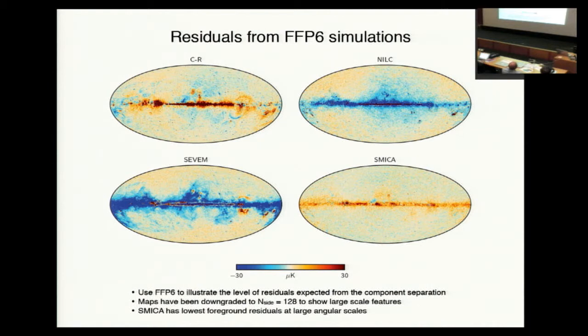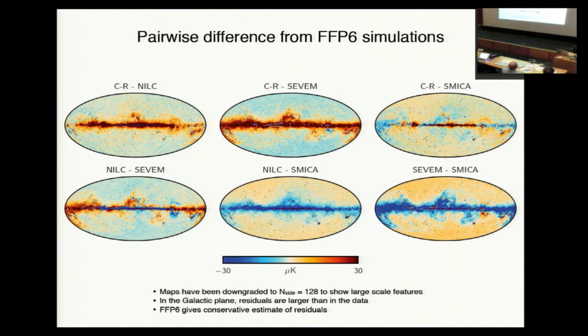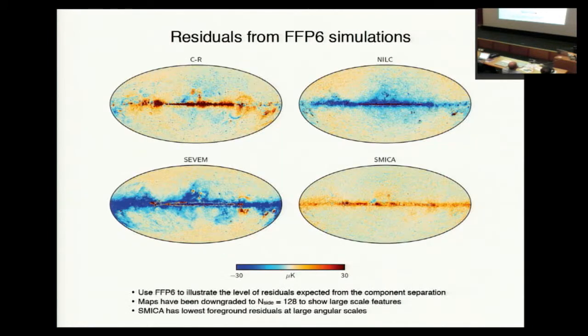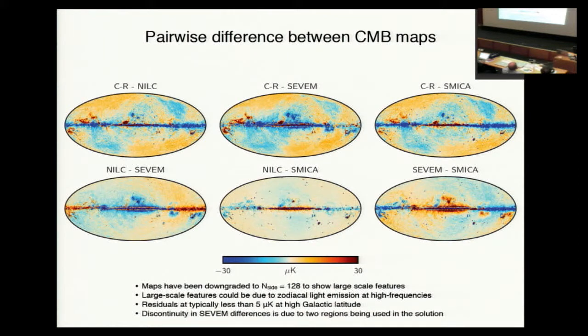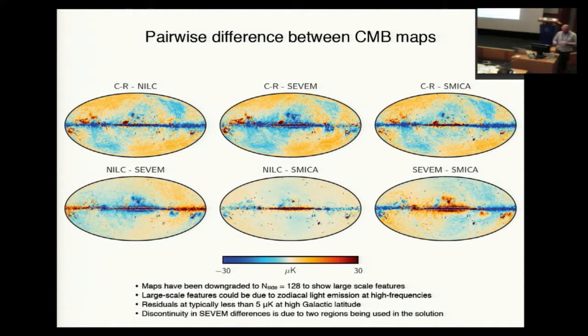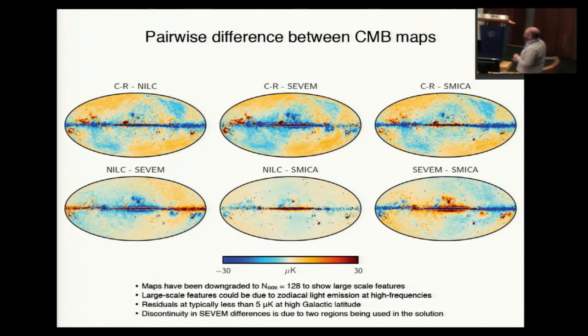One note of caution in this: if we do the same pairwise difference between the solutions, the same check, we actually see that the residuals in our simulations are larger than in the real data in the galactic plane. Certainly, we don't see the large-scale structures outside the galactic plane, but we do see larger differences in the pairs. If I go back two slides, you can see that the residuals in the galactic plane are actually smaller in the real data, which means that we should exercise some caution when using the results of the simulations. Maybe the foregrounds are actually more complicated than in the real sky.